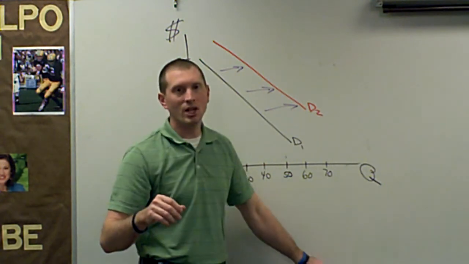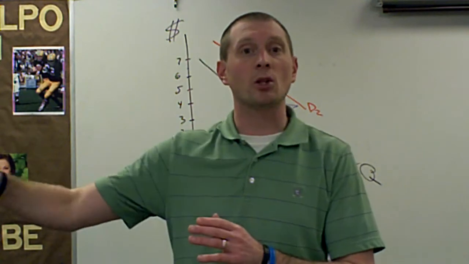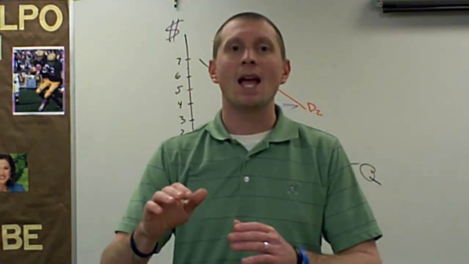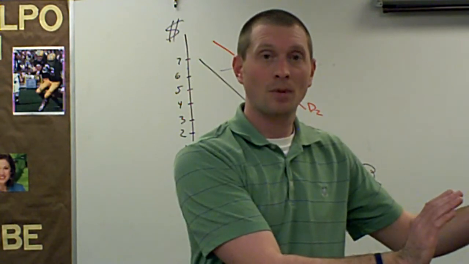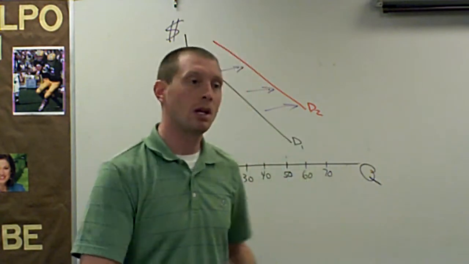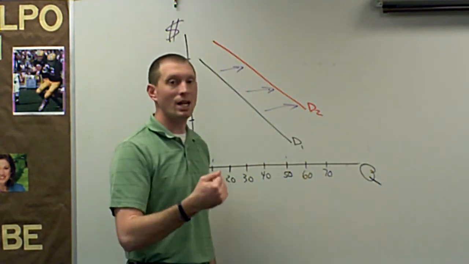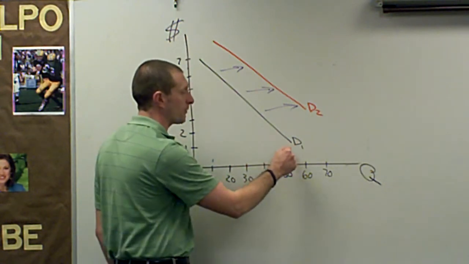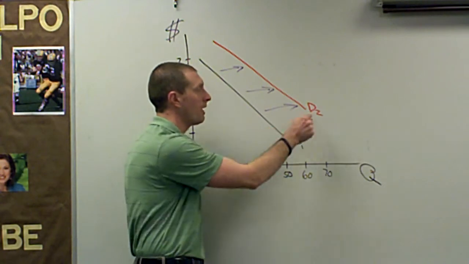Okay? And allow me to say this. An increase, this is easier to understand with demand, but when we get to the supply, it becomes a little bit more difficult. An increase will always be a shift to the right. A decrease will always be a shift to the left. All right? And so an increase in population is going to increase demand. So you see we shifted to the right, from the original demand curve D1 to this new demand curve D2.